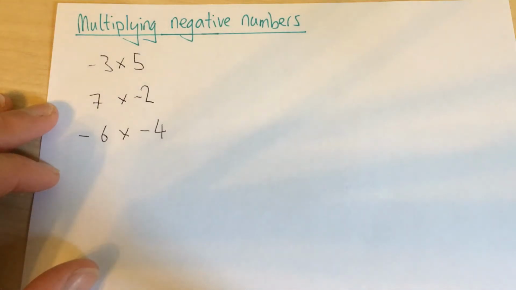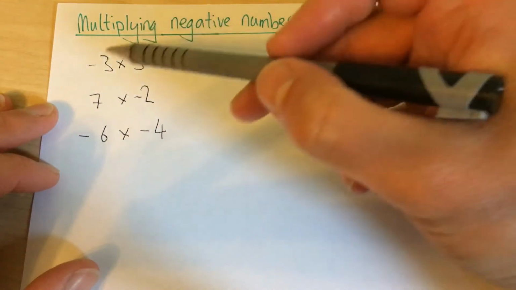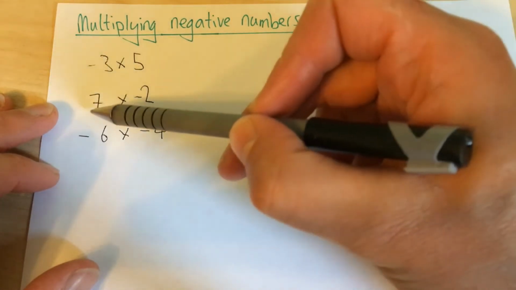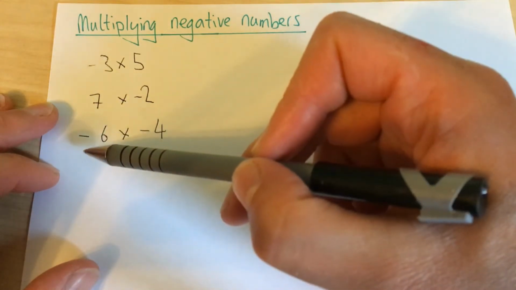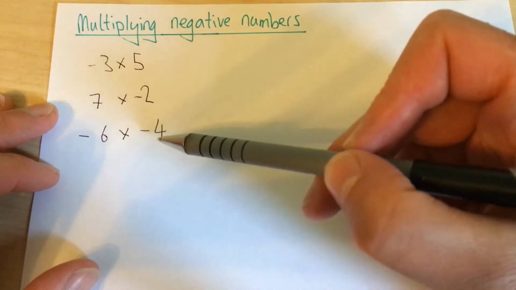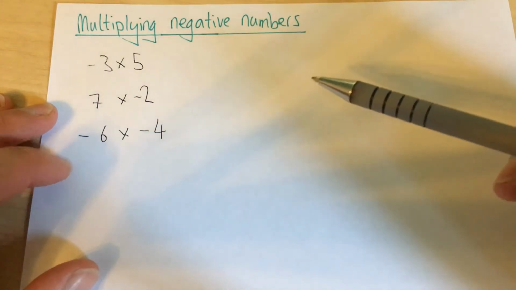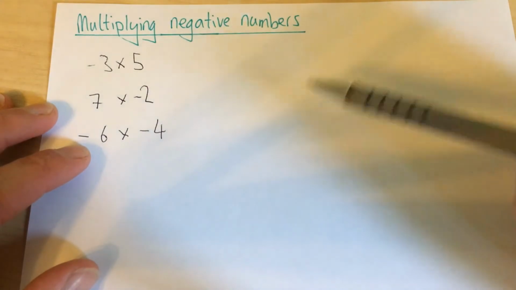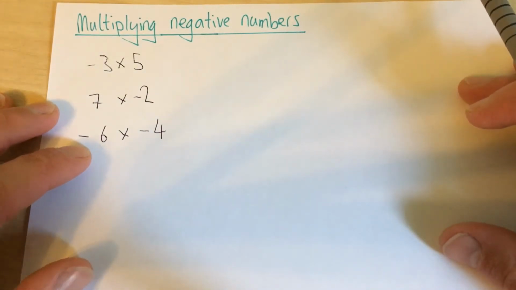Multiplying negative numbers. Here are 3 examples for us to look at. We've got negative 3 multiplied by 5, 7 multiplied by negative 2, and negative 6 multiplied by negative 4. Now you might already have some ideas. You might have heard, for example, that 2 negatives make a positive. That's a useful way of remembering things. But why does that rule work?